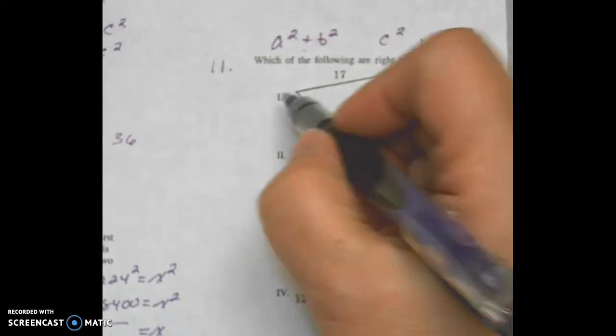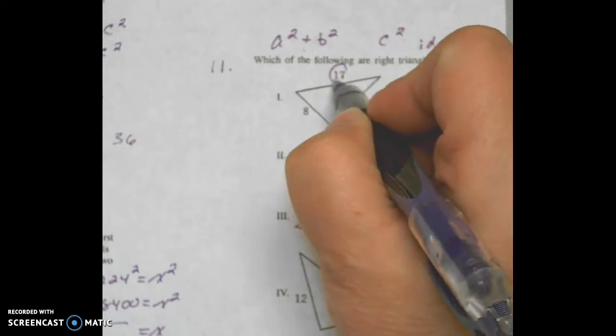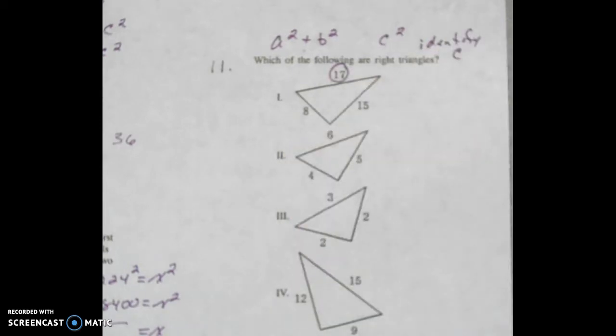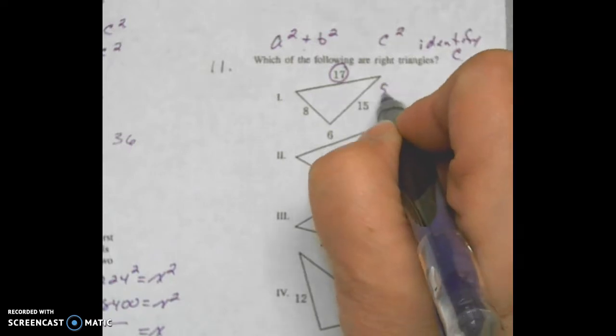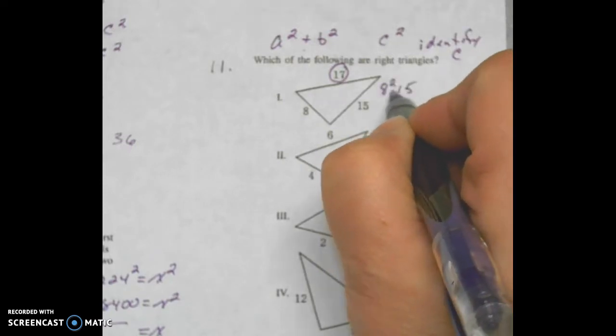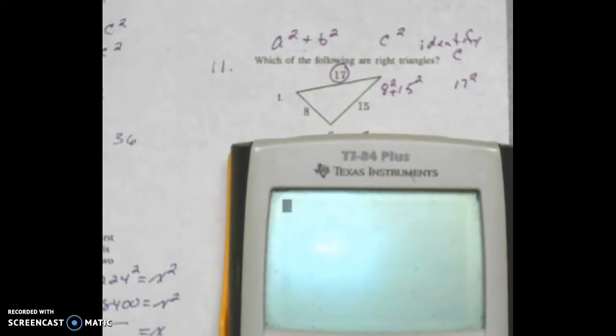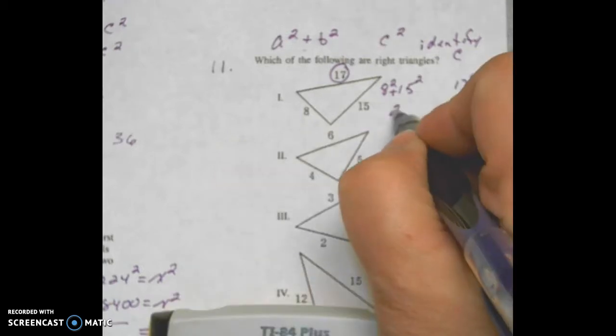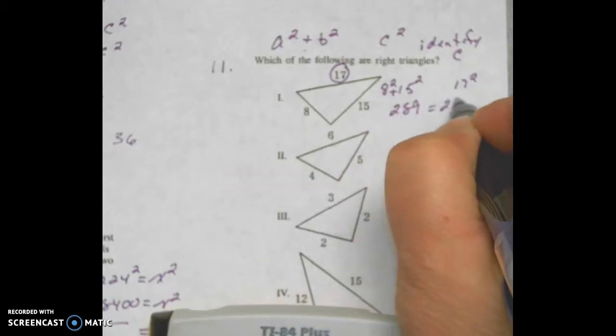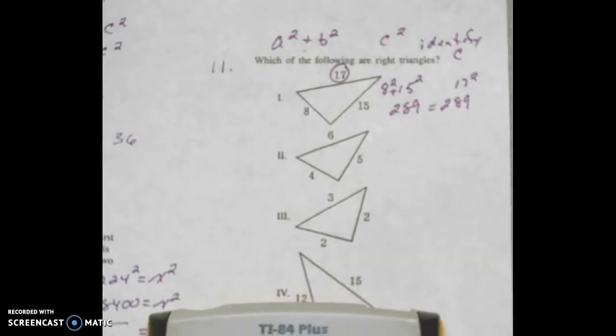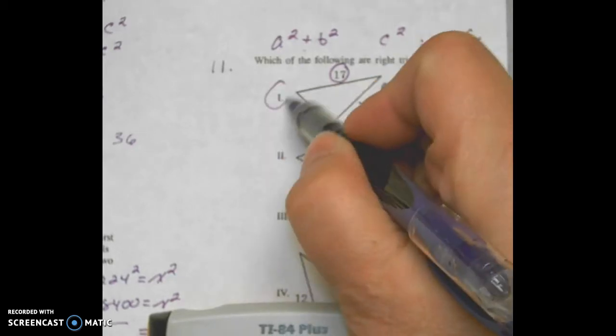So in answer choice number 1, 8, 15, 17, the 17 is my longest side. I'm going to compare the 8 squared plus the 15 squared to the 17 squared. So my calculator, 8 squared plus 15 squared gives me 289. 17 squared gives me 289. So answer choice number 1 is definitely a right triangle.